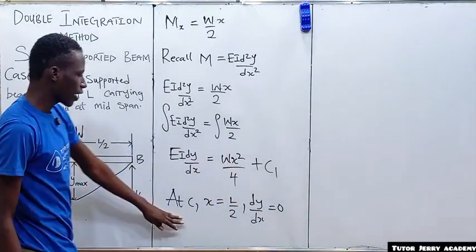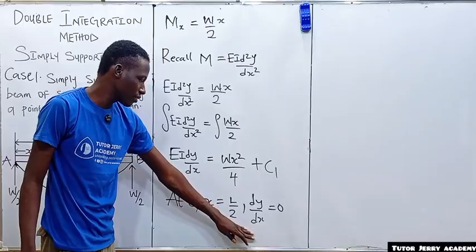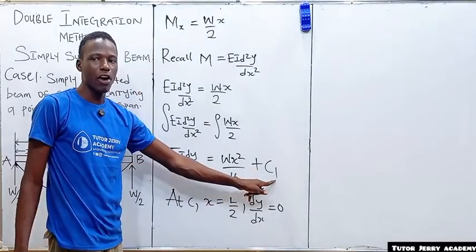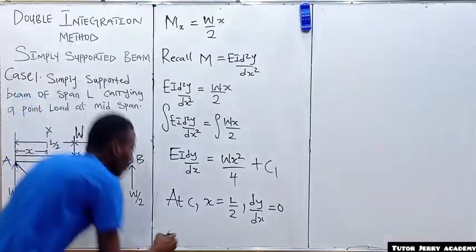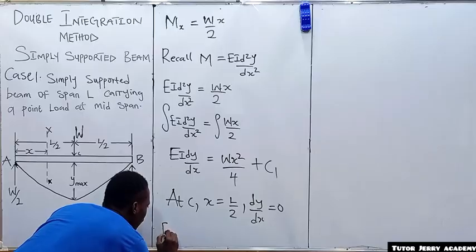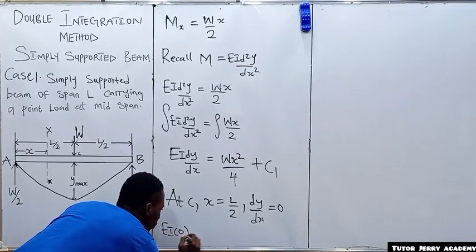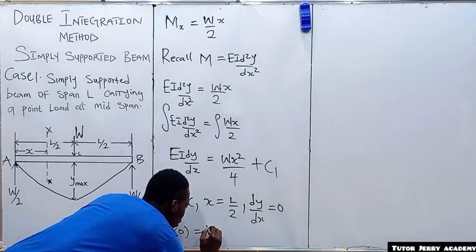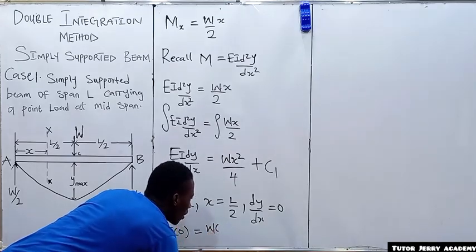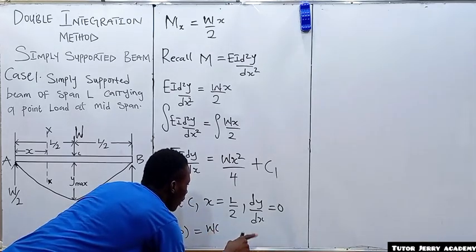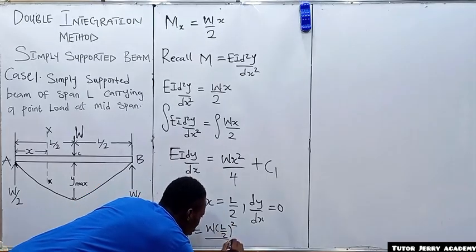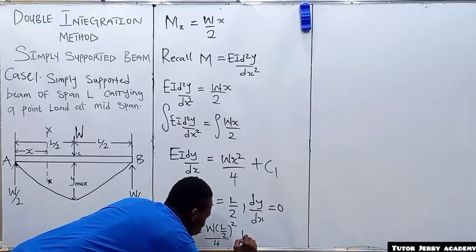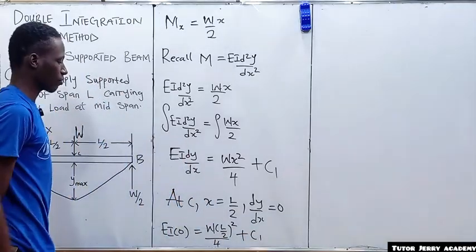So if we substitute x equals L over 2 and dy over dx equals 0 here, we are going to get the value of C1. All right, so can we do that under here? So we have EI times 0 equals W times (L over 2) all squared over 4 plus C1. This is what we have.